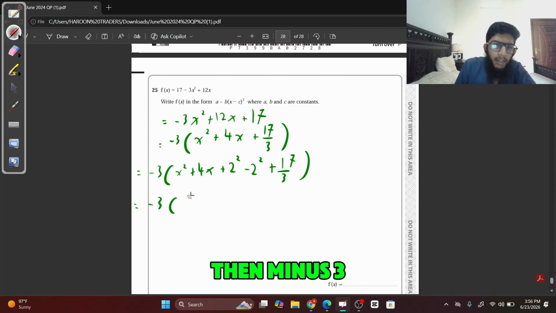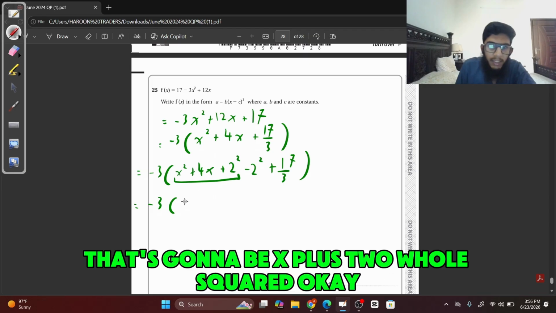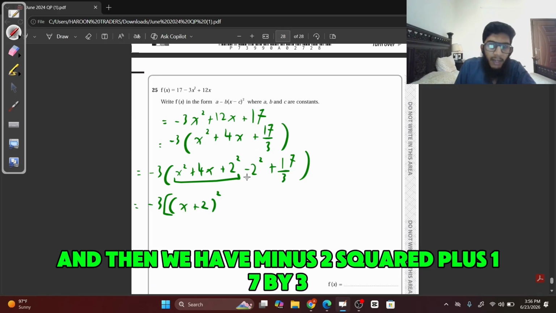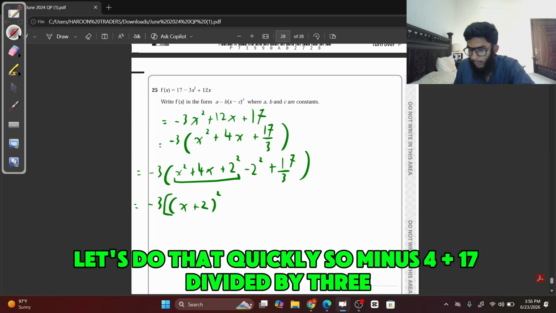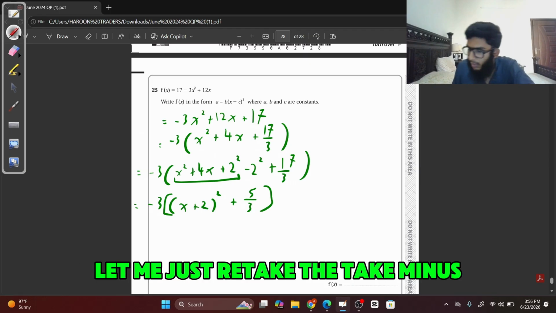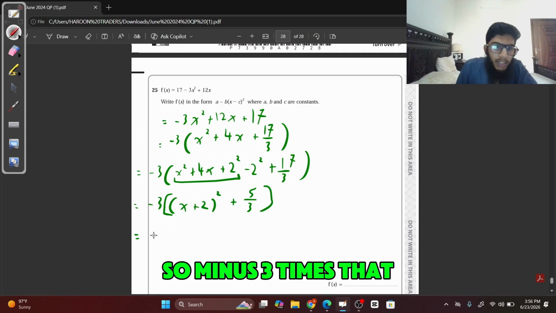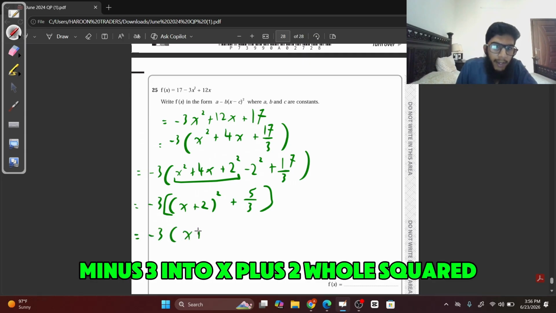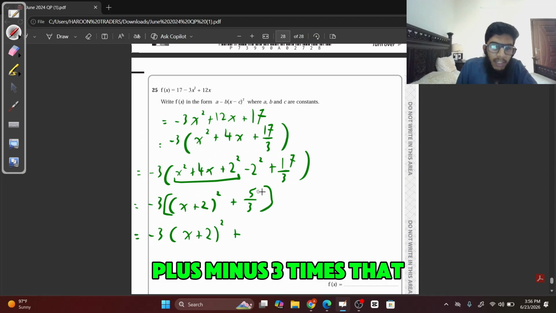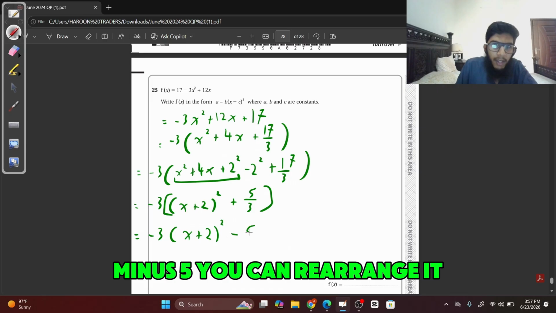Then minus 3, we can write this part as a plus b whole squared, right? So we have a plus b, that's going to be x plus 2 whole squared. Okay, and then we have minus 2 squared plus 17 by 3. Let's do that quickly. So minus 4 plus 17 divided by 3, that's going to be 5 by 3. So plus 5 by 3. Let me just recheck, take minus. Yeah, minus. Now simply multiply them. So minus 3 into x plus 2 whole squared, plus minus 3 times 5 by 3, that's going to give you minus 5. Yep, minus 5.